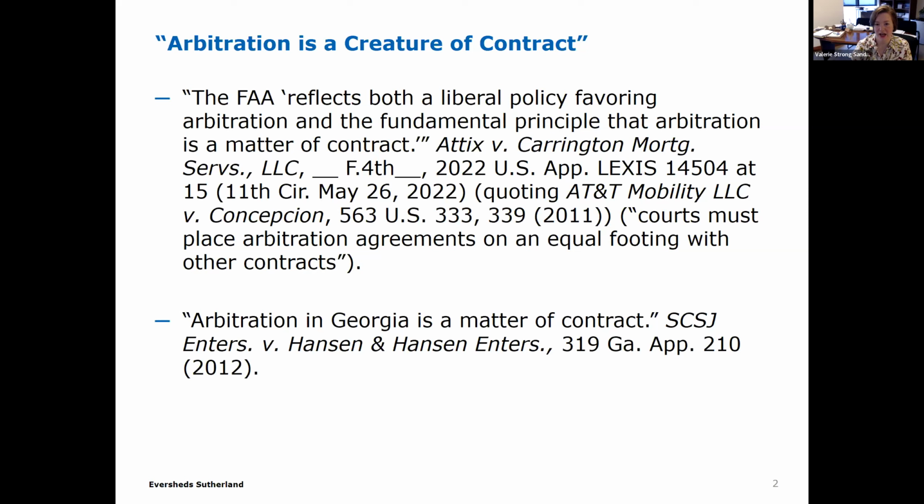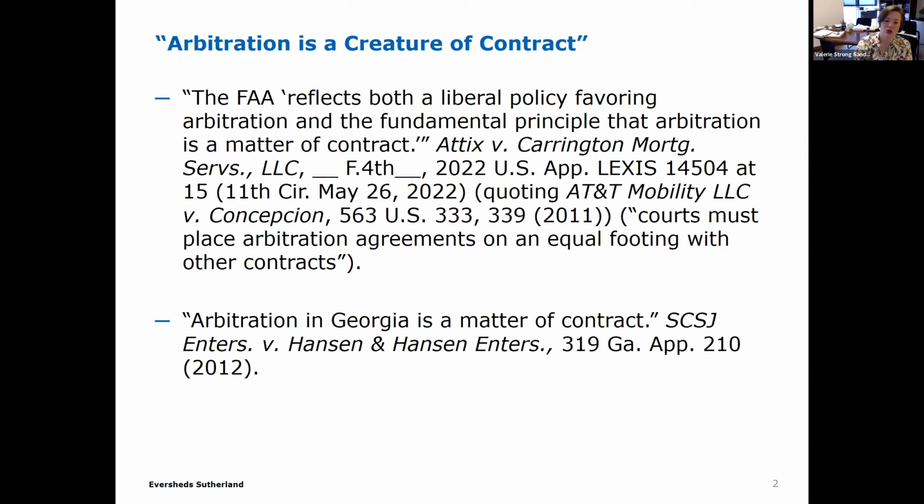And so my slides just have the black letter law quotes on that, right? One from Addicks, which is a very recent case from the 11th Circuit, which I'll talk about in a little more detail in a moment. And Concepcion, a Supreme Court case back in 2011, that was a little bit of a, I wouldn't say seismic shift, but absolutely reinforced the notion that these contracts are protected at the federal level.